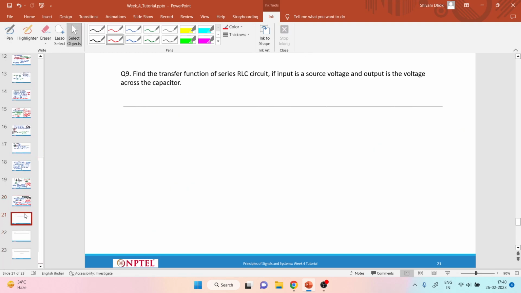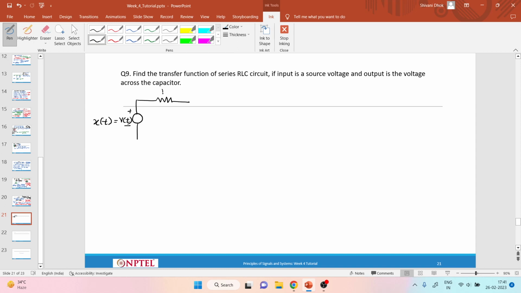Okay. Let us look at the next question. We need to find the transfer function of a series RLC circuit if the input is a source voltage and the output is the voltage across the capacitor. So let's say I have an input voltage source, and this is simply my x of t equal to v of t, and it is an RLC circuit.